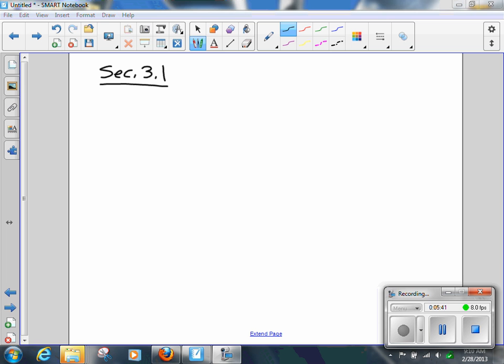Okay. Here we go. From section 3.1, folks, we're going to look at arc length and the area of a sector. Today's the 28th.